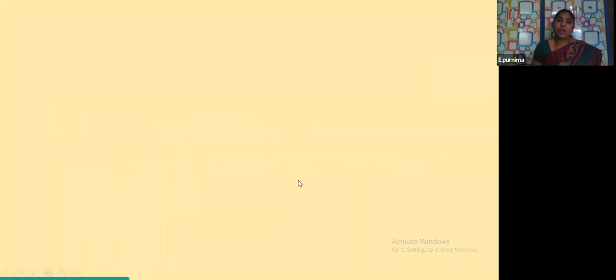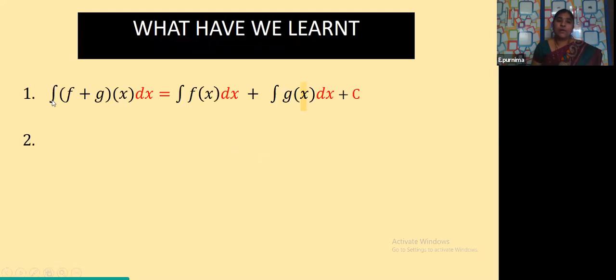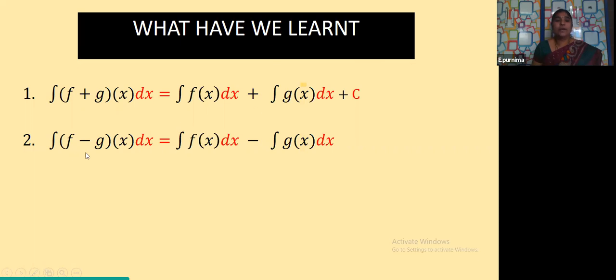And next, what else have we learned today? One is integral of f plus g of x dx is equal to integral f of x dx plus integral g of x dx. That is splitting up the given function into two or more functions, as many functions as there are. Second, integral of f minus g of x dx is equal to integral f of x dx minus integral g of x dx. So here it is a sum property, and this is the property with difference.